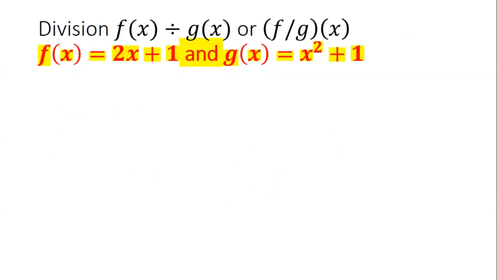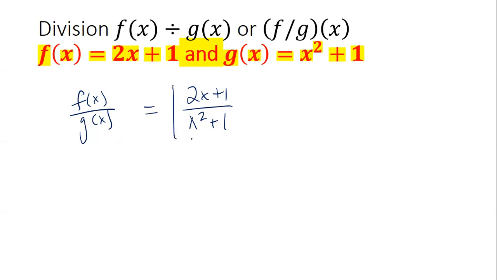All right, division. So if we have f of x divided by g of x, or f over g of x, that literally means we're taking f of x and putting it over g of x. That's it. What's our f of x? 2x plus 1. What's our g of x? Do they have anything in common? They have no common factors. That's your answer. Can't go no further.